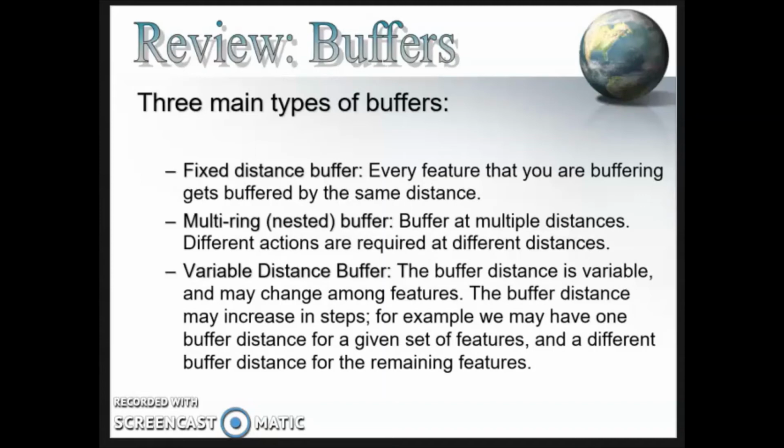So with the fixed distance buffers, every feature that you're buffering gets buffered by the same distance. When we're doing the multi-ring or nested buffer, you're buffering at multiple distances. This is really useful when different actions are required at different distances. And then we have our variable distance buffer. The buffer distance, as its name describes, is variable and may change among features. And the buffer distance may increase in steps. For example, we may have one buffer distance for a given set of features and a different buffer distance for the remaining features.